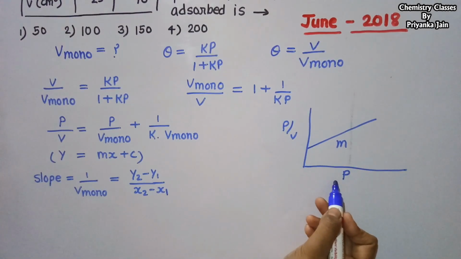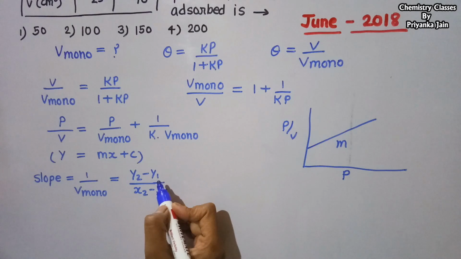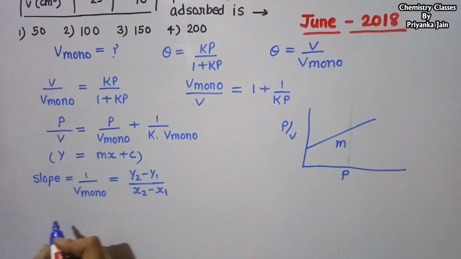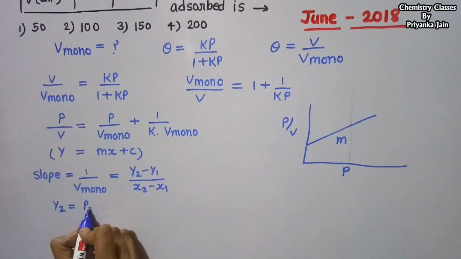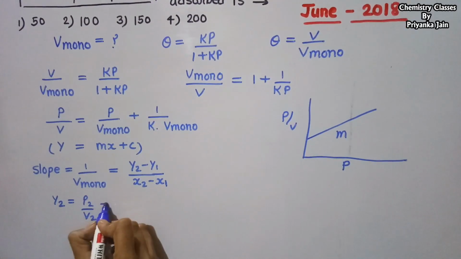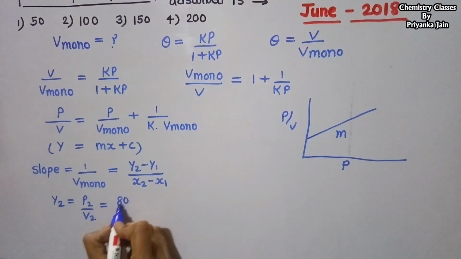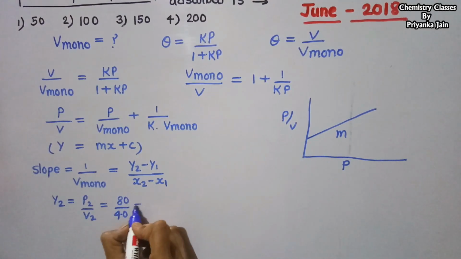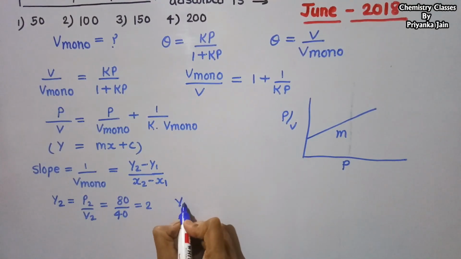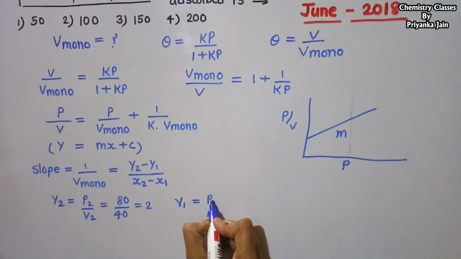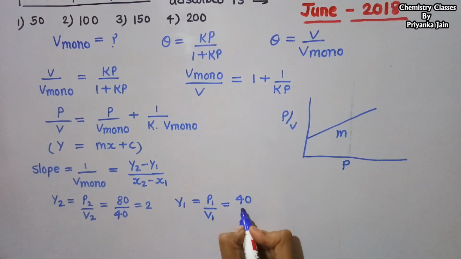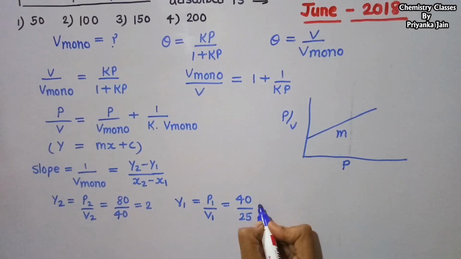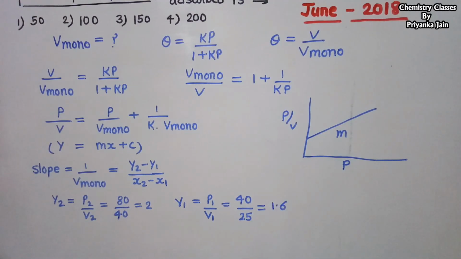The value of x we know, but the value of y we don't know, so we have to find out the values of these y's. The y2 value is given by P2 upon V2, that means 80 upon 40, which is equal to 2. And the y1 value will be equal to P1 upon V1, that means 40 upon 25, which is equal to 1.6.